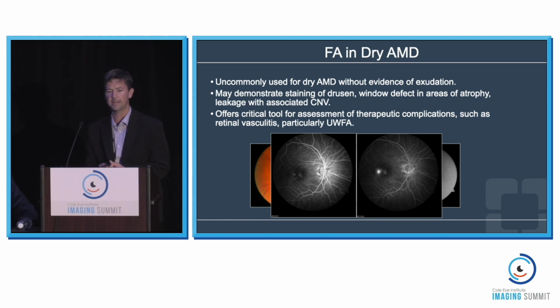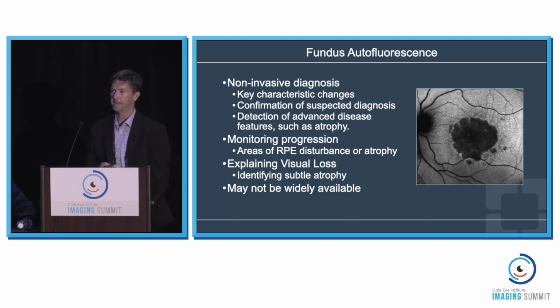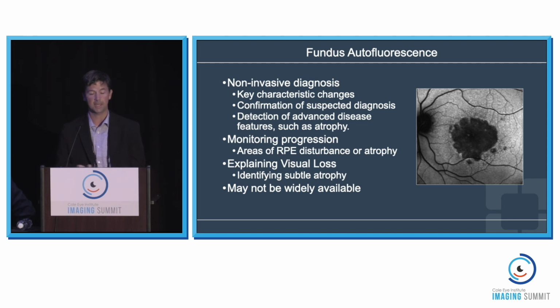So where do we use FA for dry macular degeneration? Generally, it's relatively uncommonly used without evidence of exudation, but it may demonstrate staining of drusen, window defects, and areas of atrophy. And as we see new therapeutics emerging, it also can be important when we look at potential complications, particularly using ultra-wide field angiography. We also can use it to look for choroidal neovascularization, but OCTA can also be helpful in those cases as well.